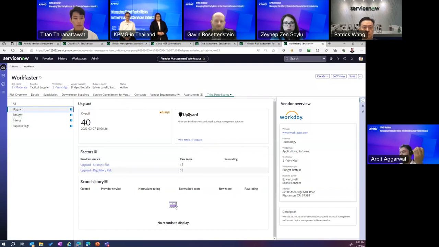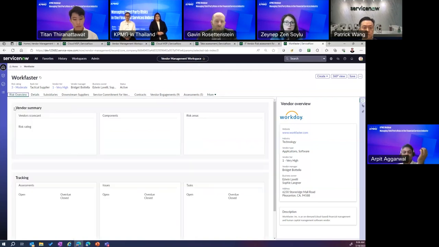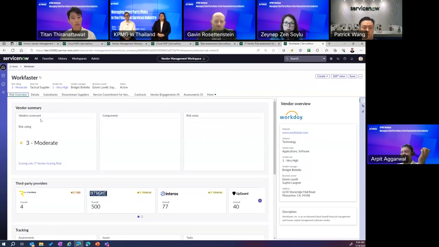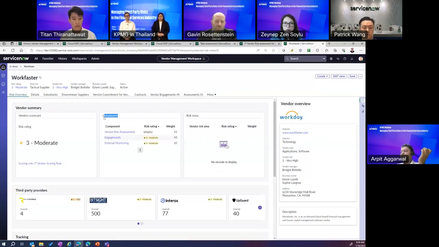So to showcase the integrations, we are using another vendor, which is Work Faster, and we can see how the integration affects the overall scores as well. So for example, if I go back to my risk overview tab, I can see what the components are which are affecting my final risk rating: the vendor risk assessments and the external monitoring, which we talked about, the third-party providers.